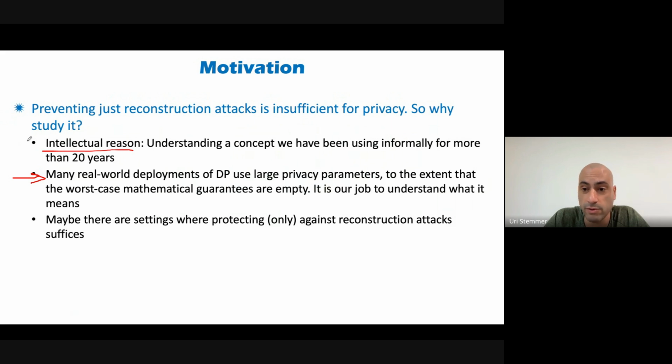The second reason is that many real-world deployments of differential privacy use very large privacy parameters, and I think it's important to try and understand what does this give us. Is it the case that these deployments still give us some protection, maybe in the form of protecting against reconstruction attack? We want to understand this. And the third reason is that, maybe, and that's a big maybe, but maybe there are still cases where providing these kinds of weak protections, let's say protect only against the reconstruction attack, suffices.